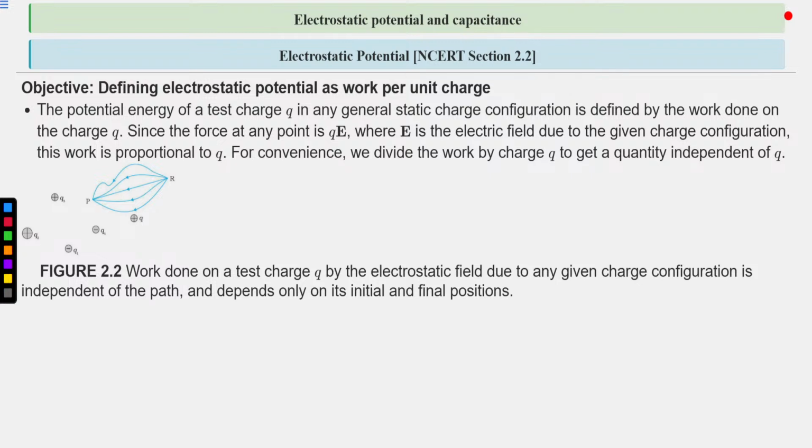Figure 2.2 represents that the work done on a charge Q by the electrostatic field due to any given charge configuration is independent of path, which I have already mentioned, since it is a conservative force and work done by this force is conservative. So it only depends on this R and this P point. It doesn't depend on the path taken, whether you are coming from R to P through this path or another, it will depend only on P and R.